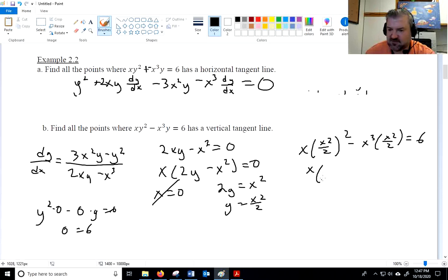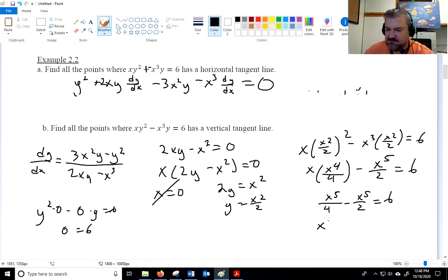All right, this becomes x times x to the 4th. Power to power, you multiply, and then 2 squared is 4. So when I raise a power to a higher power, I multiply the exponents. Here, an add, you get x to the 5th over 2 equals 6. So this becomes x to the 5th over 4 minus x to the 5th over 2 equals 6. I'm going to multiply both sides by 4. So multiplying each term by 4 gives me x to the 5th minus 2x to the 5th, because 4 divided by 2 is 2. And then that equals 24. So that's negative x to the 5th equals 24. And so x to the 5th equals negative 24.